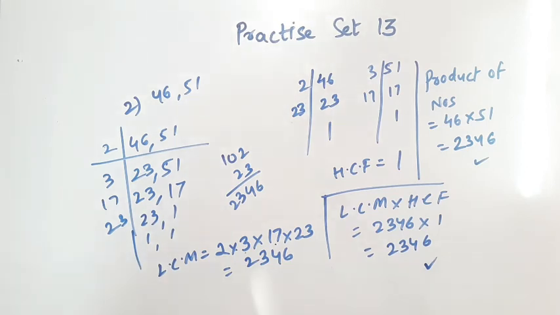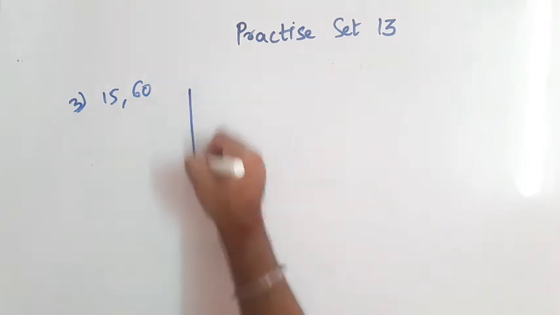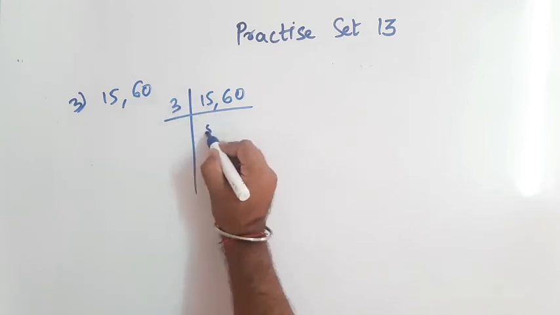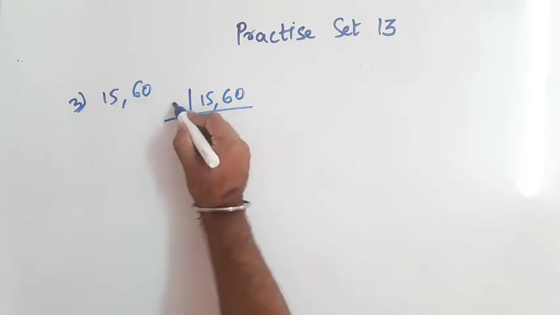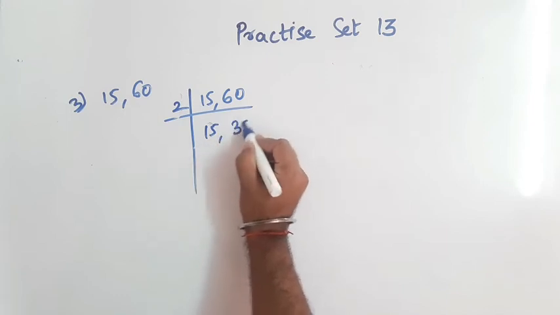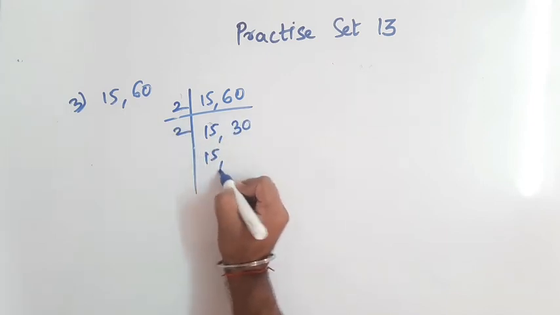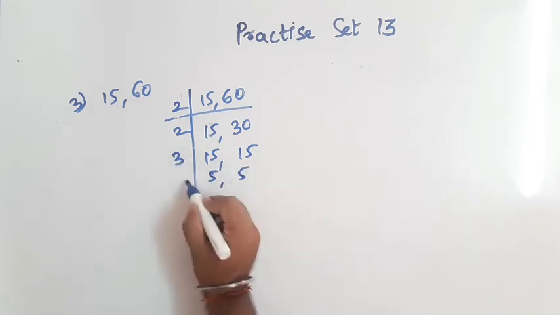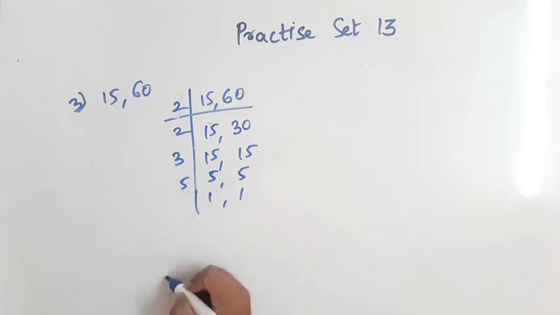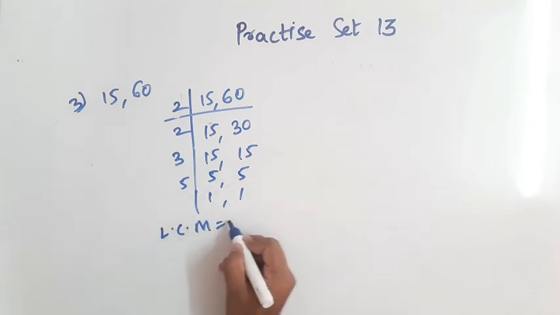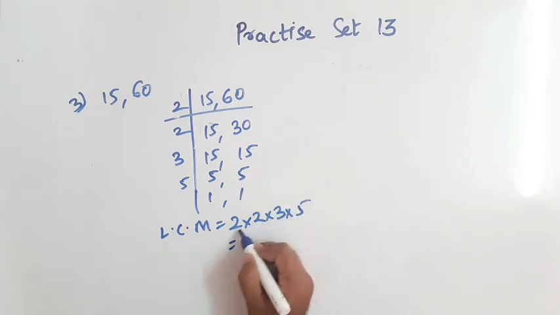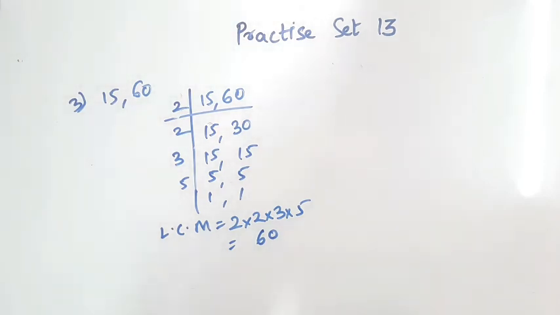Then the third one says we have to find the LCM of 15 and 60. I'll take 2 first. 30. Again 2 I can take. This is 15. Now I have to take 3. 5 3s are 15, 5 5s are 5, and 5 1s are 1. So our LCM is 2 into 2 into 3 into 5. 5 3s are 15, 4 15s are 60.